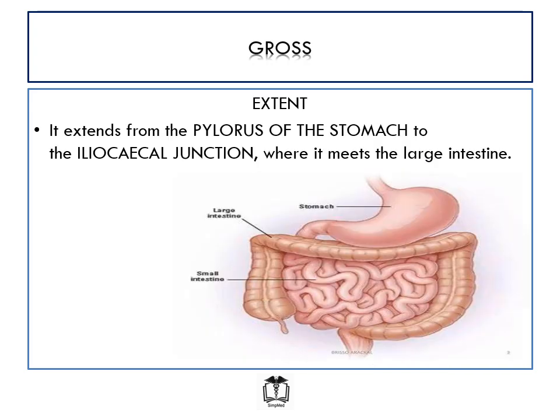The small intestine is said to extend from the pylorus of the stomach. So it starts off as the duodenum at the pylorus of the stomach and ends all the way at the ileocecal junction as the ileum, where it meets and eventually transitions to become the large intestine.